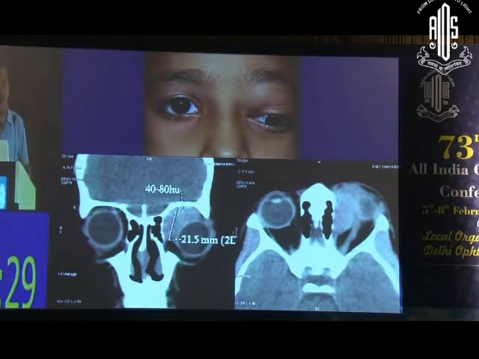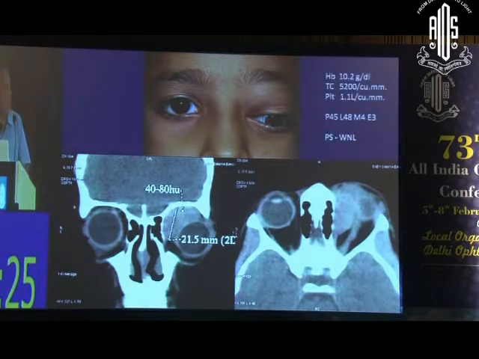And what would be your first line of investigation? Blood smear. You will want a CBC. Now in this patient, the hemoglobin was 10.2, total count was 5,200, platelet count was 1.1 lakh, and a pretty normal appearing differential count. Peripheral smear was reported normal. Now this was done outside. I did not report it.